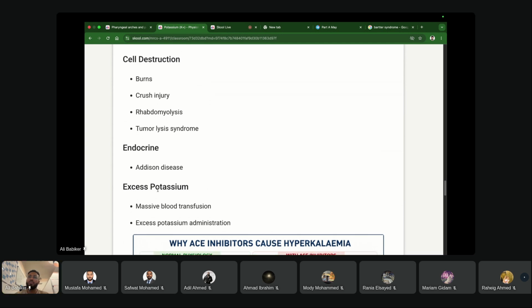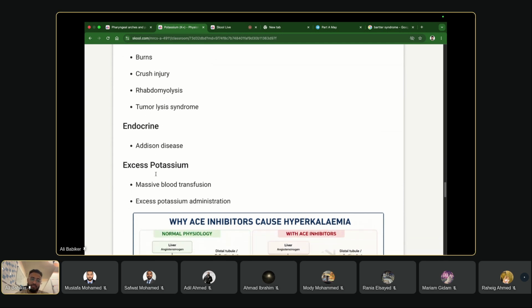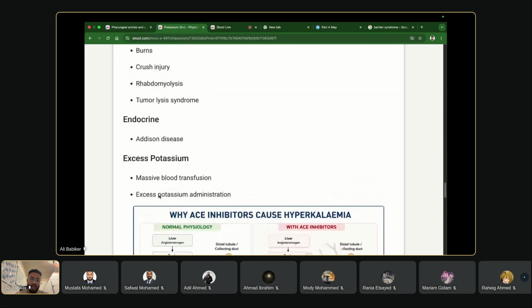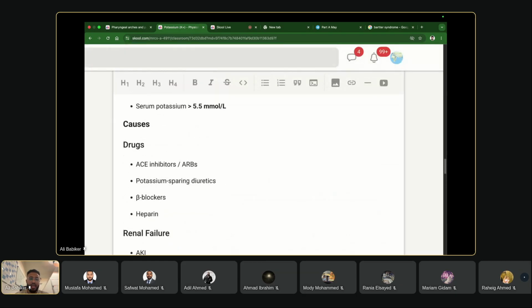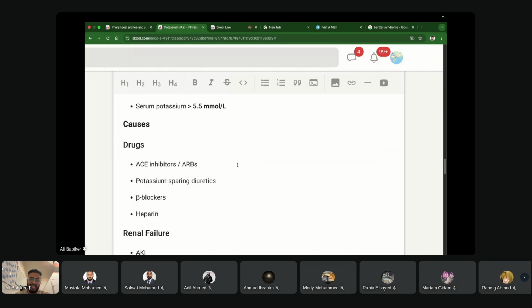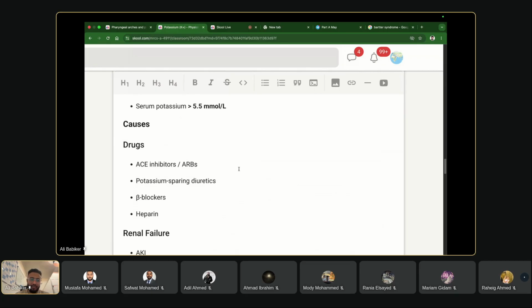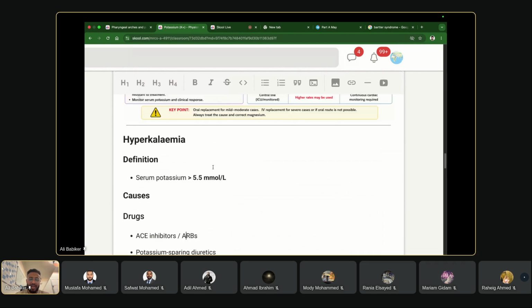All of this, you should understand just by looking at it. You don't need to memorize, it's very obvious. However, there are some points you need to understand. ACE inhibitors and ARBs, meaning angiotensin receptor blockers, the sartans group, losartan and whatever. ACE inhibitors are the lisinopril group. These two lead to hyperkalemia.